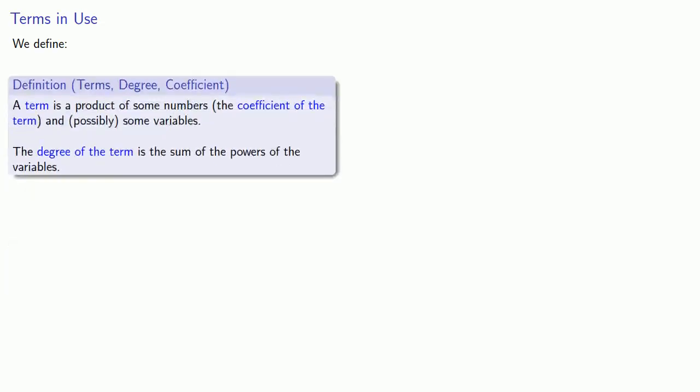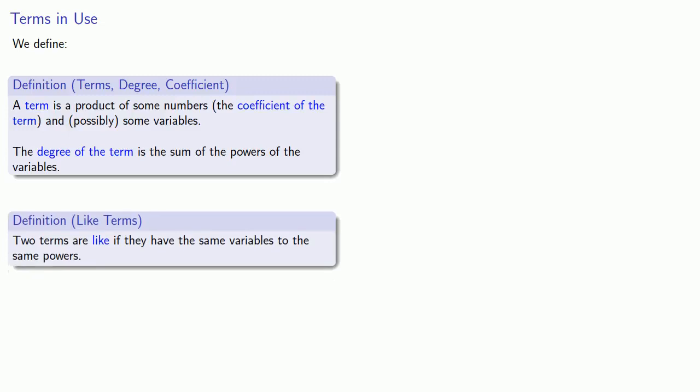A term is a product of some numbers, the coefficient of the term, and possibly some variables. The degree of the term is the sum of the powers of the variables. We'll also define like terms. Two terms are like if they have the same variables to the same powers.